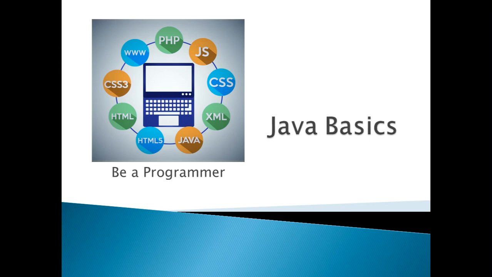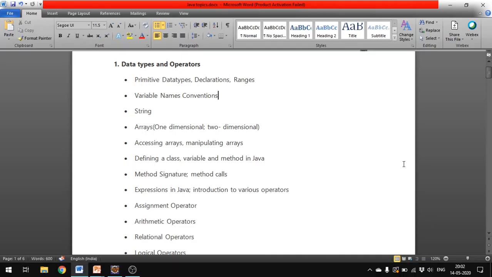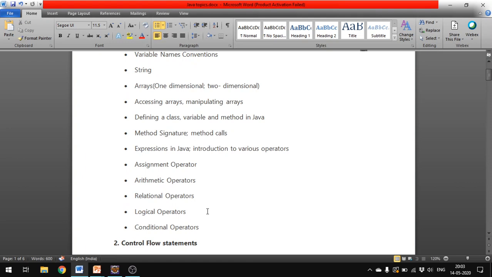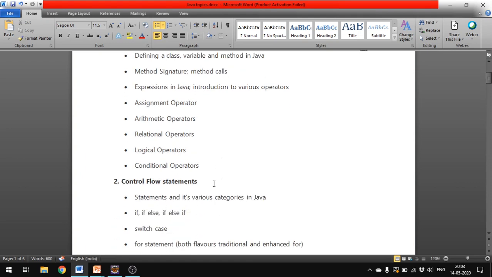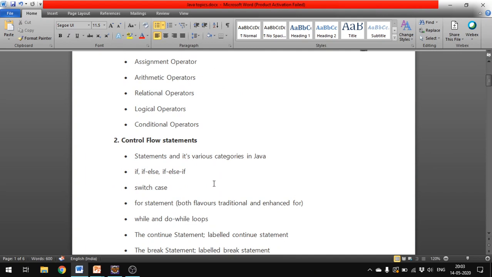Today we are planning to take a Java tutorial for beginners. Below are the topics we are going to cover today. We are going to cover data types and operators, primitive data types, declaration, ranges, variables, arrays, accessing arrays, defining class methods, then different types of operators in Java. Then finally, we will see some conditional flow statements also covered today.